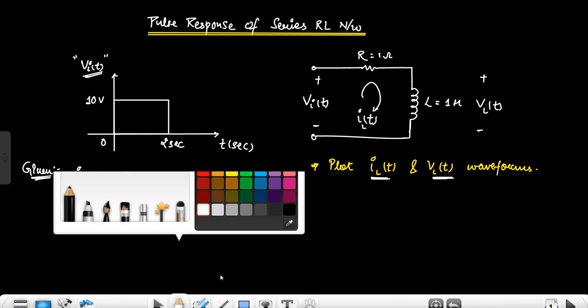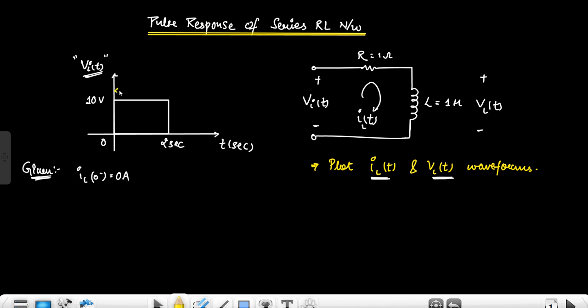As we can see, this pulse input is 10 volts, just for 2 seconds. So from 0 to 2 seconds, this circuit is a source RL network. And after 2 seconds, the circuit will become a source-free RL network, which is a discharging RL network.